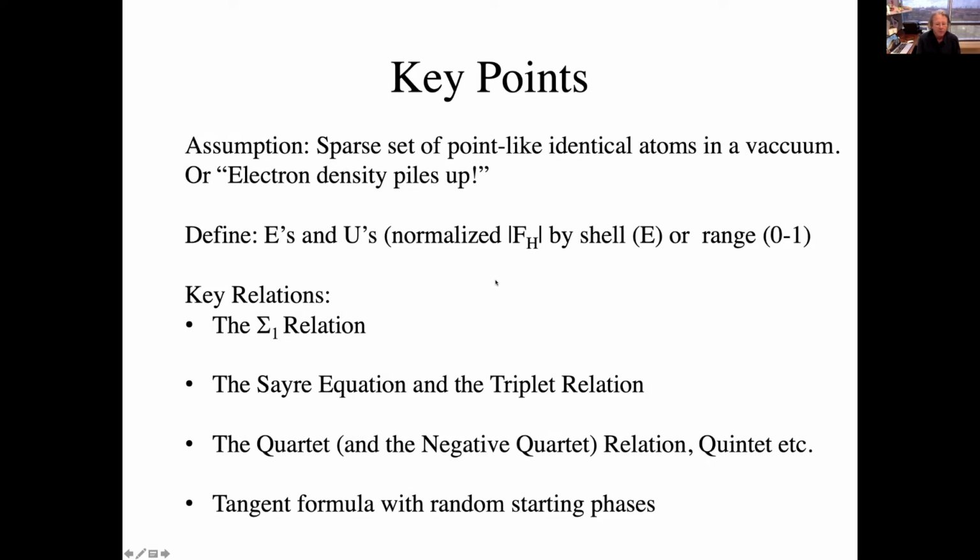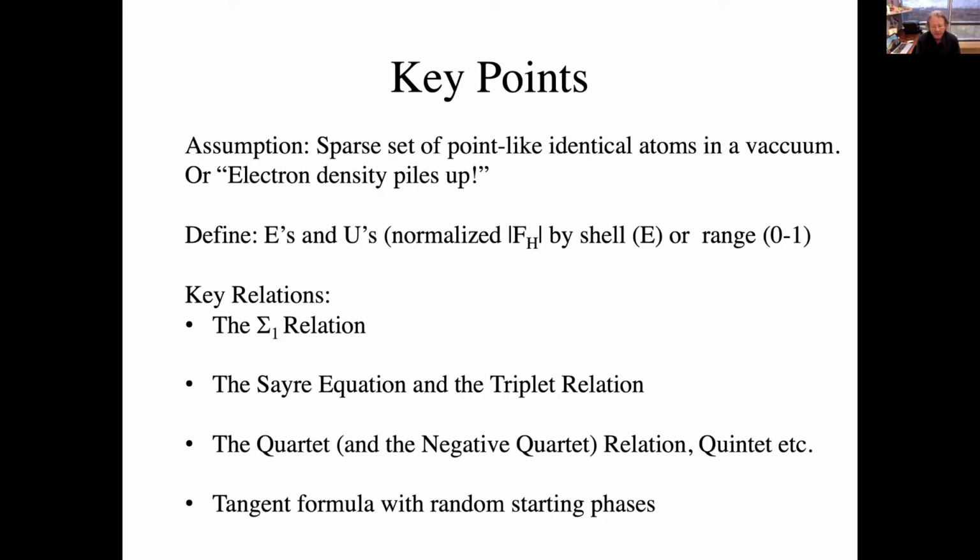So what are some of the key relations that come from this assumption of point-like atoms? There's the so-called sigma-1 relation that I'll talk about. You may have heard about the Sayre equation, which leads to something called the triplet relation. And there are also phase relationships that are called quartets because they use four instead of three. There are positive and negative quartets that I'll briefly mention. You can have higher order quintet relationships and so on.